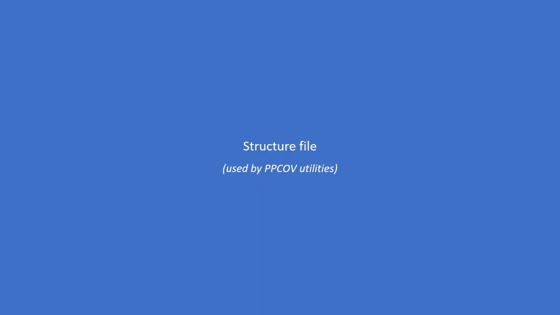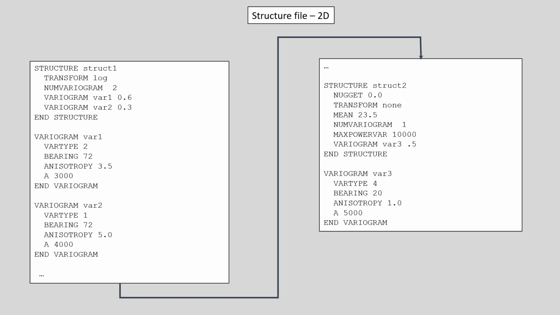The ppcov utilities, which we'll talk about in a moment, read two types of file. The first type of file they read is a structure file. A structure file is easily prepared using a text editor. It's divided into blocks, of two types: a structure block or a variogram block. A structure is a geostatistical structure, and a geostatistical structure can be comprised of 1 or 2 or 3 or 4 or 5 variograms. Normally we just use one.